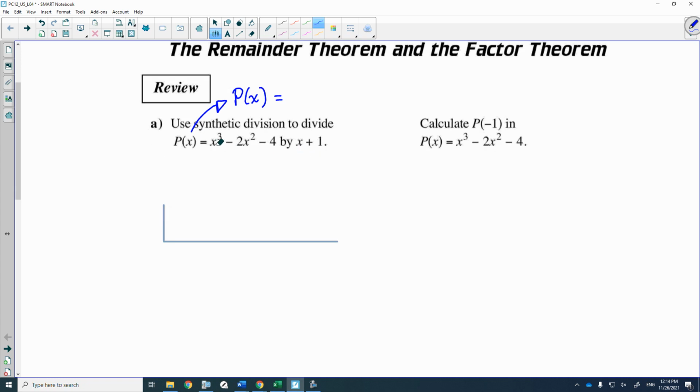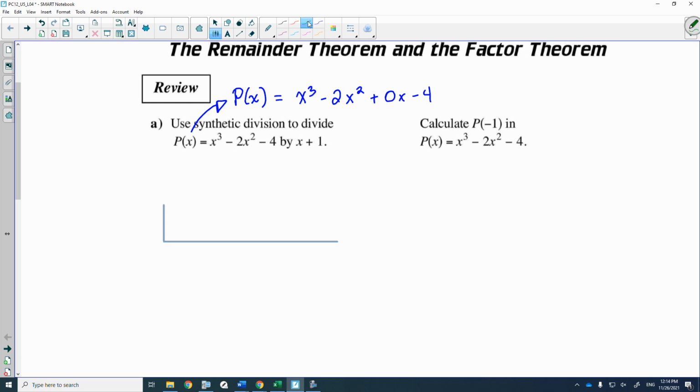So remember that when you're given a polynomial function, two things you want to make sure of. You want to make sure it's in descending order of x, and you want to make sure there's zeros as placeholders. So if I was to rewrite this polynomial function, it would be x cubed minus 2x squared plus 0x minus 4. So my 0 placeholder would be for the x.